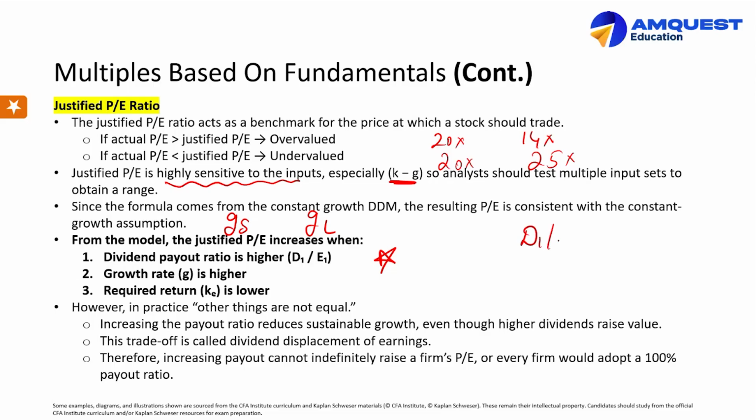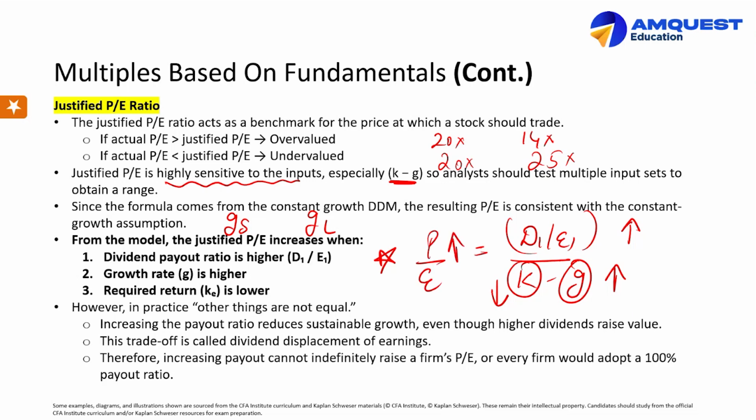So D1 divided by E1 divided by K minus G. This has to be high. This has to be high. This has to be low. Lower the better. तो अगर ये तीन conditions है, तो your PE ratio will be higher. Okay, so this again is an important theory question which you must remember.